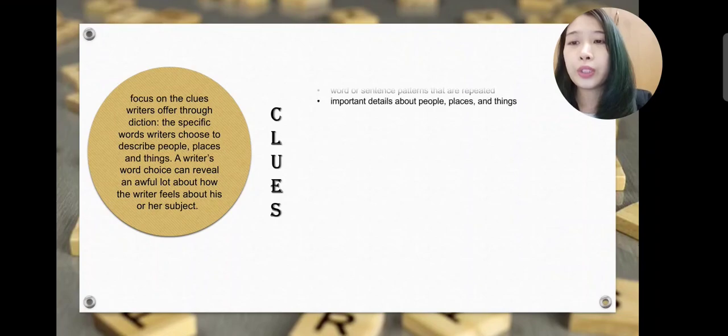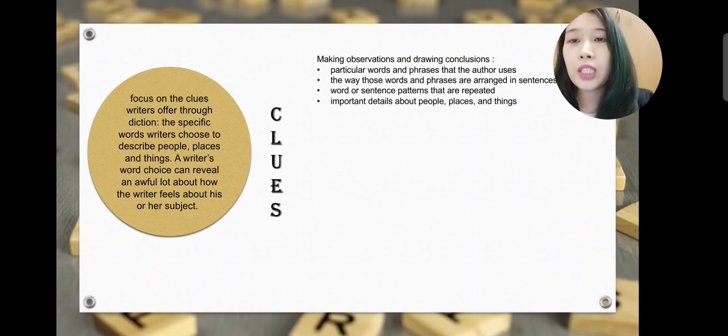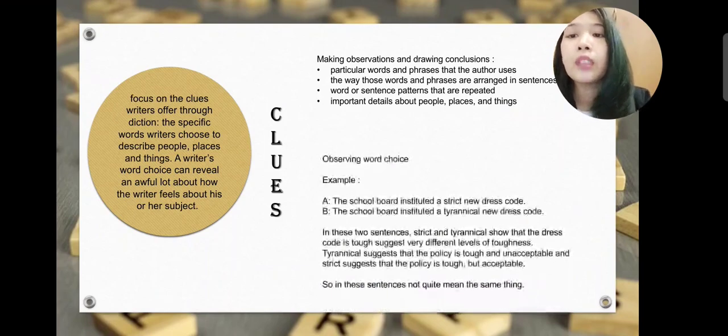Here are the clues. By making observations and drawing conclusions, you can see particular words and phrases that the author uses, the way those words and phrases are arranged in sentences, word or sentence patterns that are repeated, and last, important details about people, places, and things. And by observing word choice, here is the example.